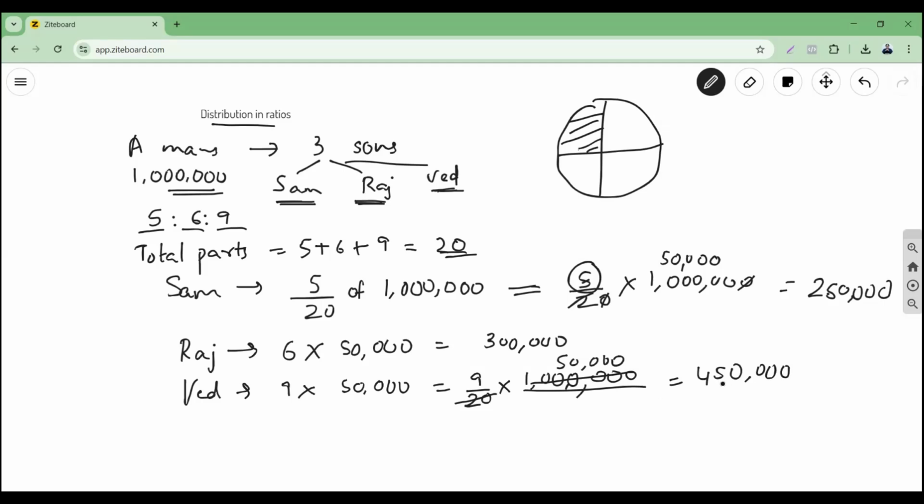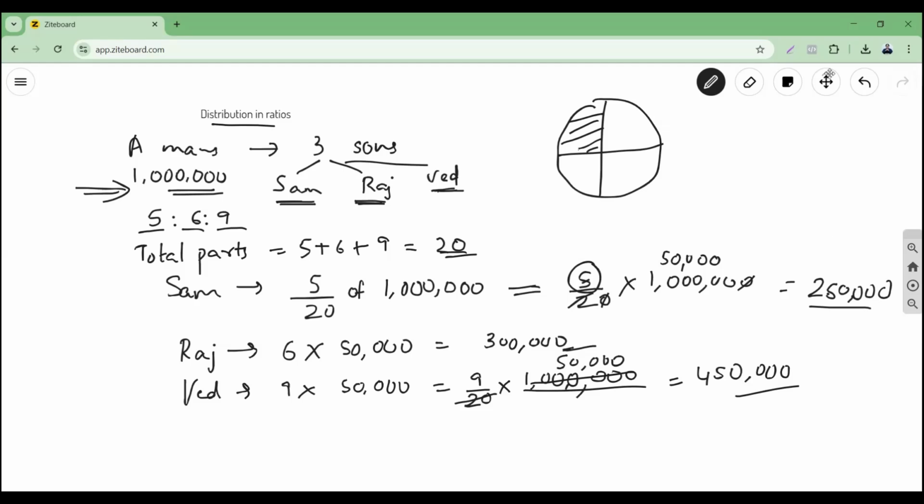Now, how are you going to verify? If you add all of these actual amounts, it should add up to the actual wealth that this man had, right? 250,000 plus 450,000 gives you 700,000, and 700,000 plus 300,000 is 1,000,000, which is 1 million. So we can see that it is properly distributed. This is how distribution happens in these ratios.